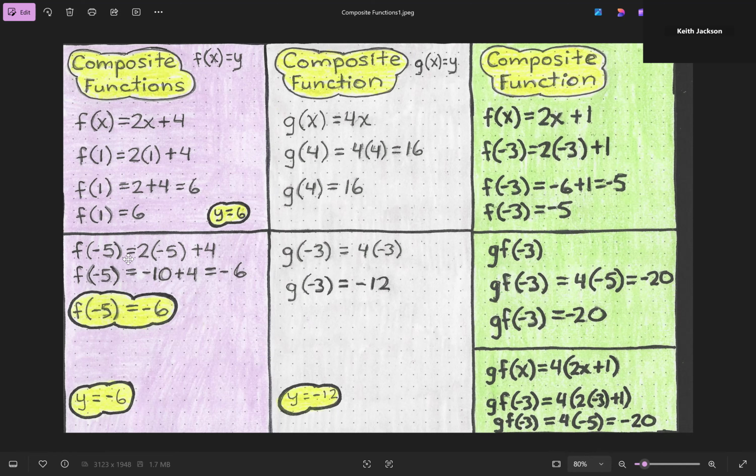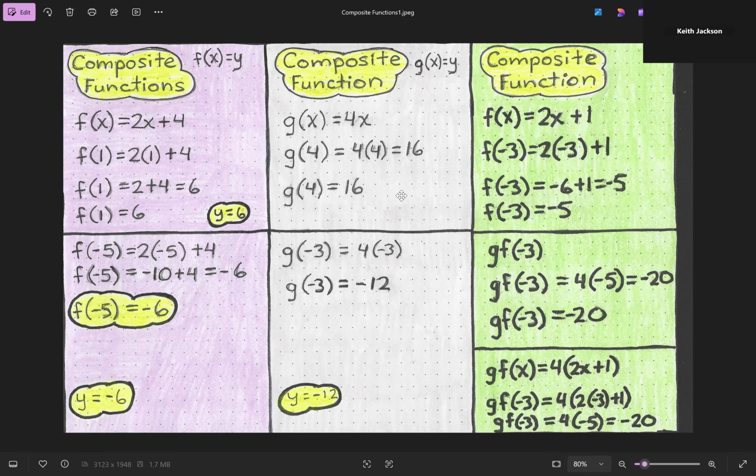Now let's go ahead and plug in another value for x. Let's say our function of x in this case is function of -5. That means whenever we see a -5, we're just going to plug it in wherever we see an x. So the function of -5 is going to be equal to -10, because 2 times -5 will give us -10, plus 4. And of course, our answer will be -6. So the function of -5 will equal -6. In other words, y is equal to -6.